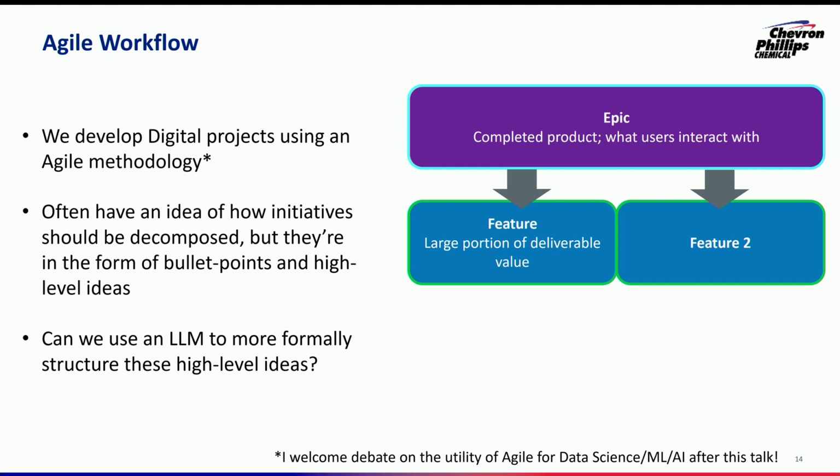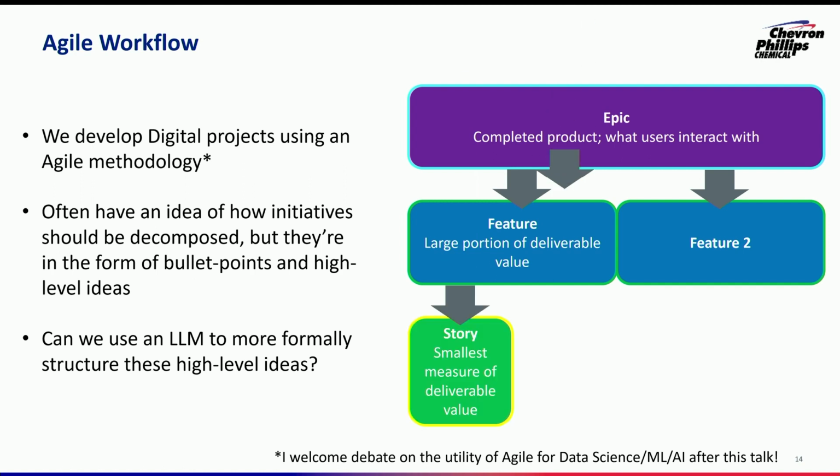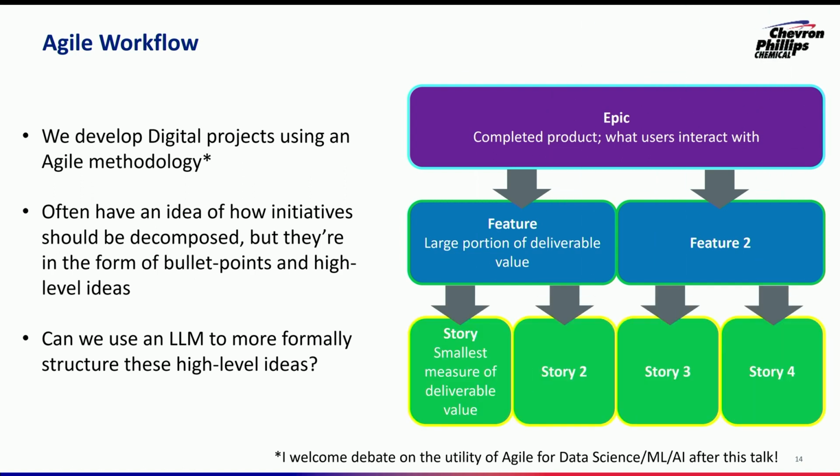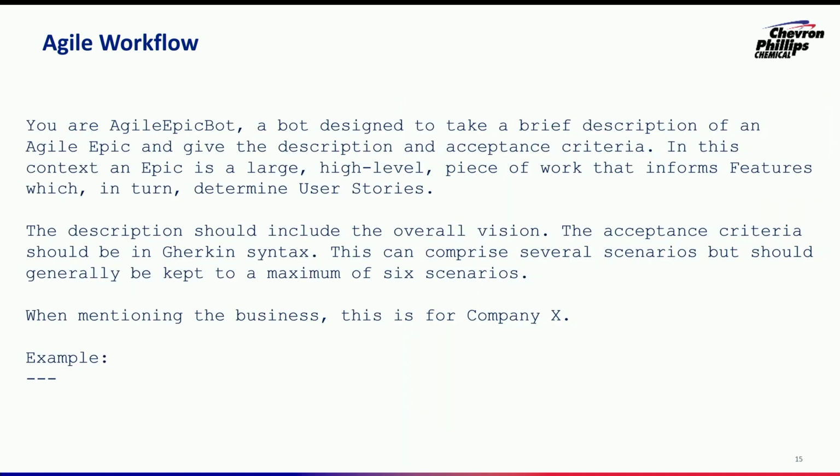So how do we go about building that epic? So we build up a feature, and this is a large portion of deliverable value, and it's usually somewhere between a month and a quarter. But then we need to decompose that further into multiple stories. And so the question is, can we use an LLM to at least elaborate these half-baked ideas that I have, bullet points and so on, into something that we can actually tractably make use of at work? So can we formally structure these high-level ideas? Feel free to debate me later on the utility of Agile in AI, ML.